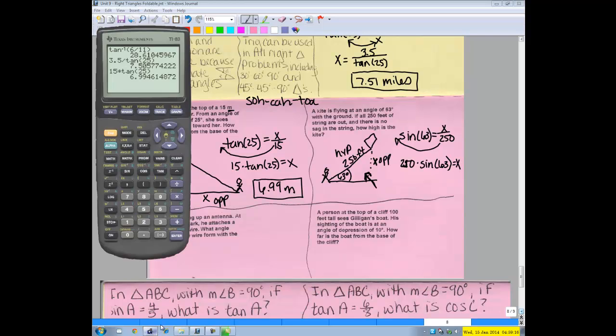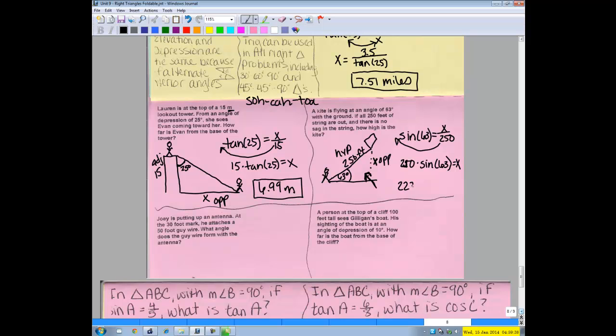Get out your calculator. 250 times sine of 63 equals 222.751, so 222.75 feet. That's how high up the kite is.